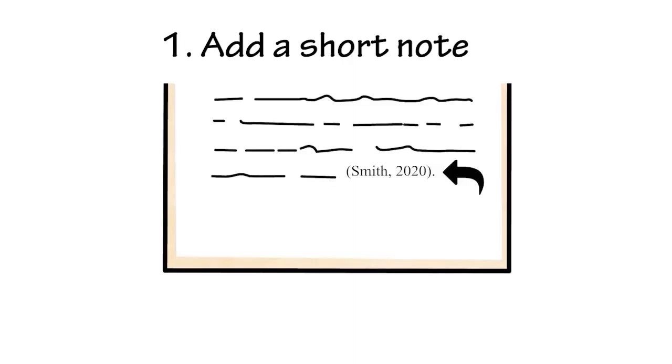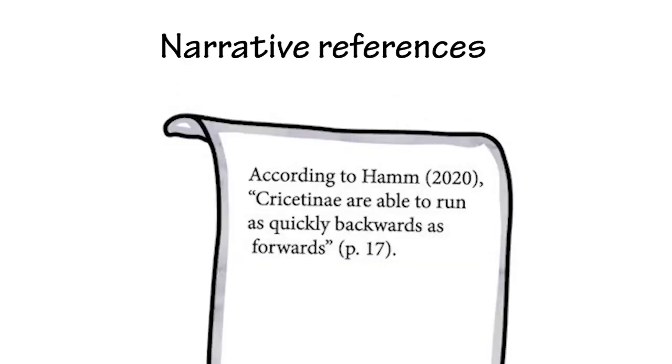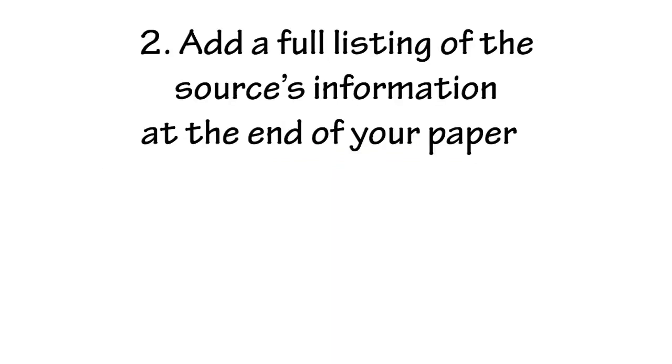1. Add a short note to your sentence or paragraph immediately after you use someone else's information. This note is usually called an in-text citation, but may also be called a parenthetical or narrative reference, or a reference in brackets. Narrative references are also used in signal phrases, which introduce a quote, summary, or paraphrase before it appears in your writing.